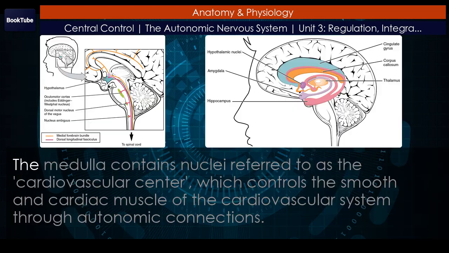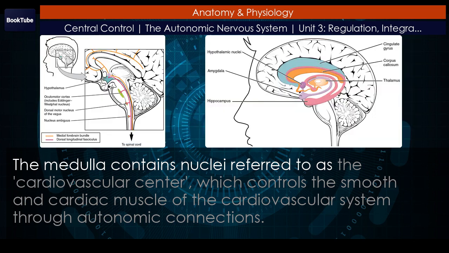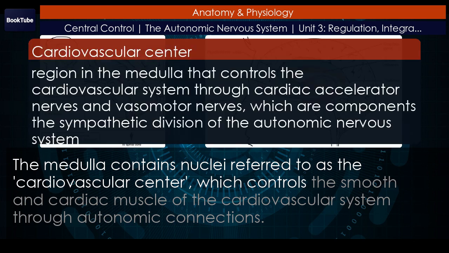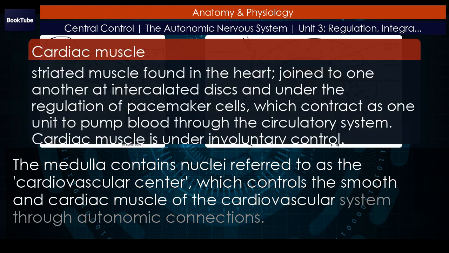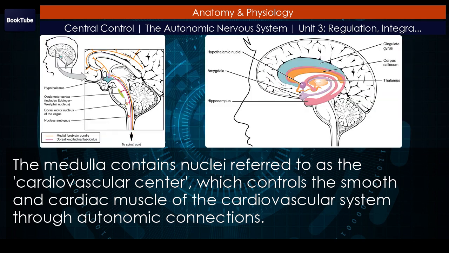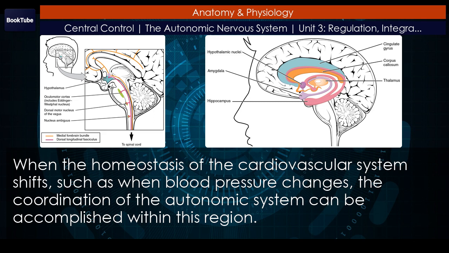The medulla. The medulla contains nuclei referred to as the cardiovascular center, which controls the smooth and cardiac muscle of the cardiovascular system through autonomic connections. When the homeostasis of the cardiovascular system shifts, such as when blood pressure changes, the coordination of the autonomic system can be accomplished within this region.